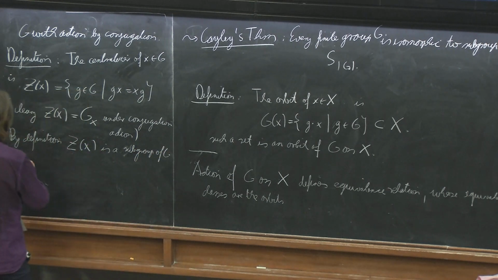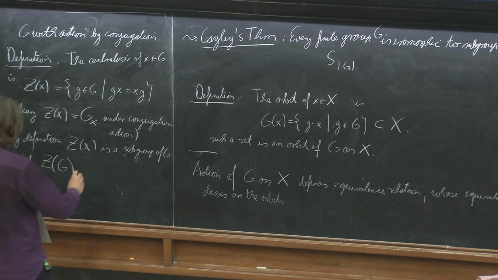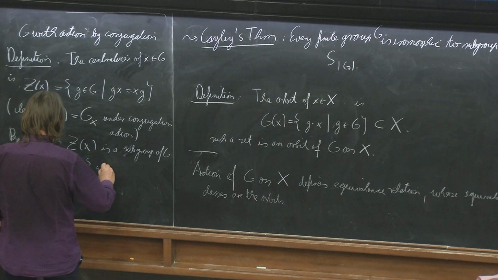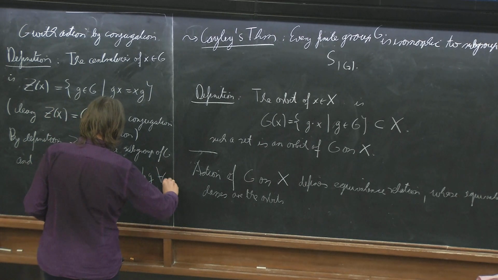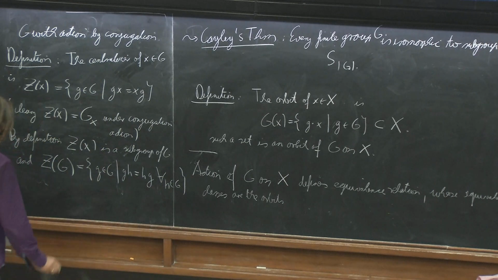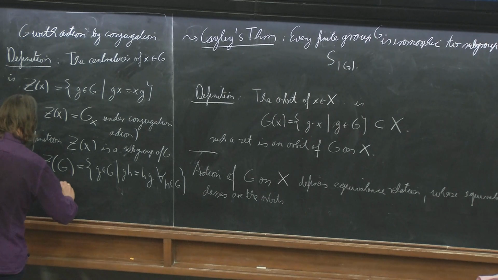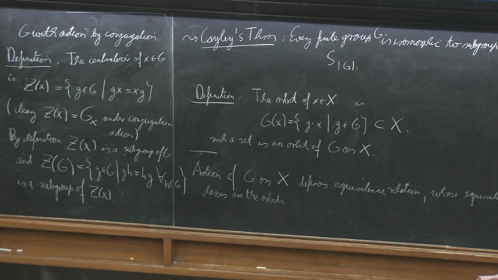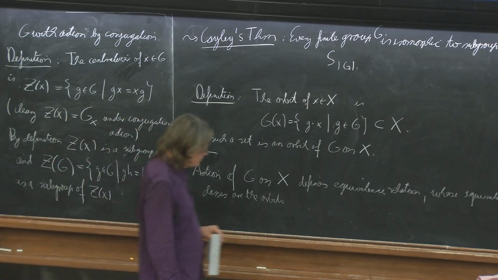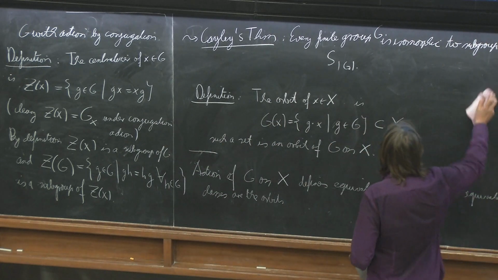of G, and the center of G, which is the set of all elements of G which commute with all other elements, so the set of all g such that gh is equal to hg for all h in G, is a subgroup of C_x. Because clearly if something commutes with every element, it will commute with our given x.